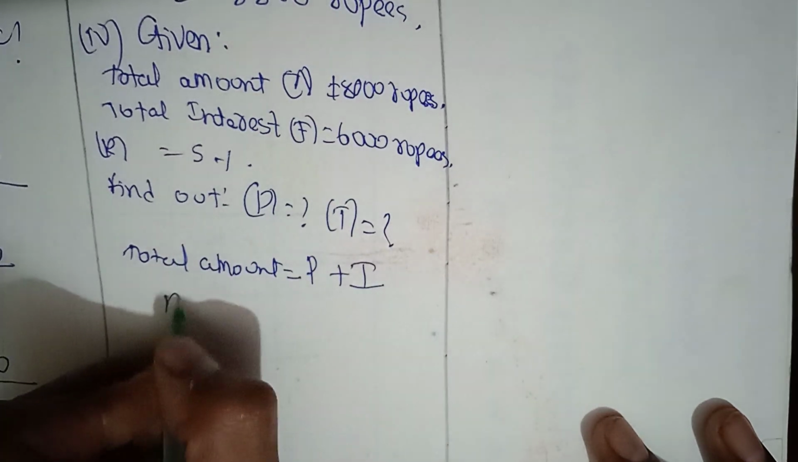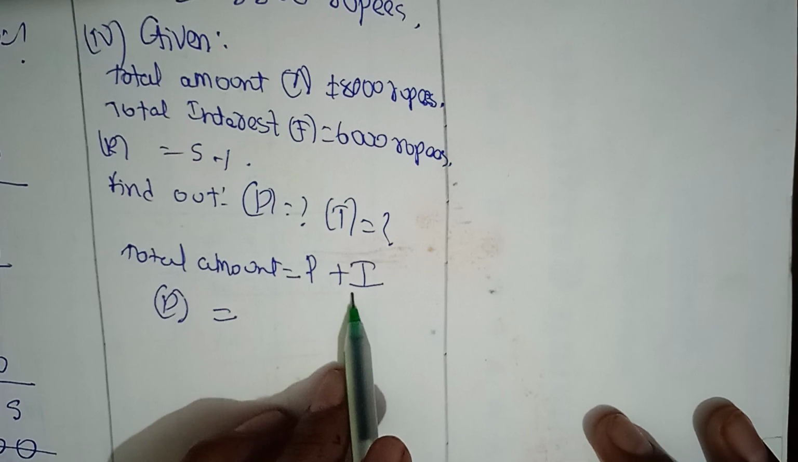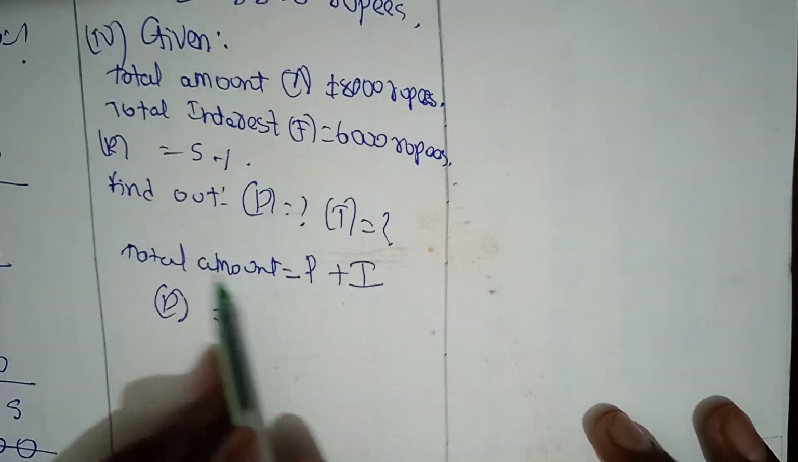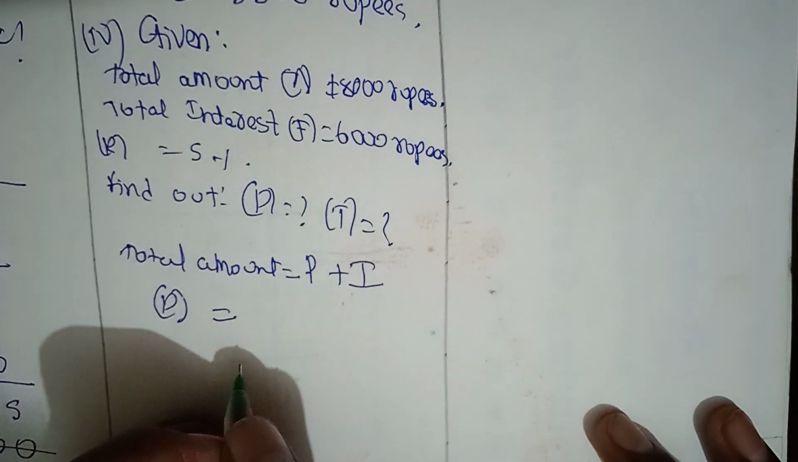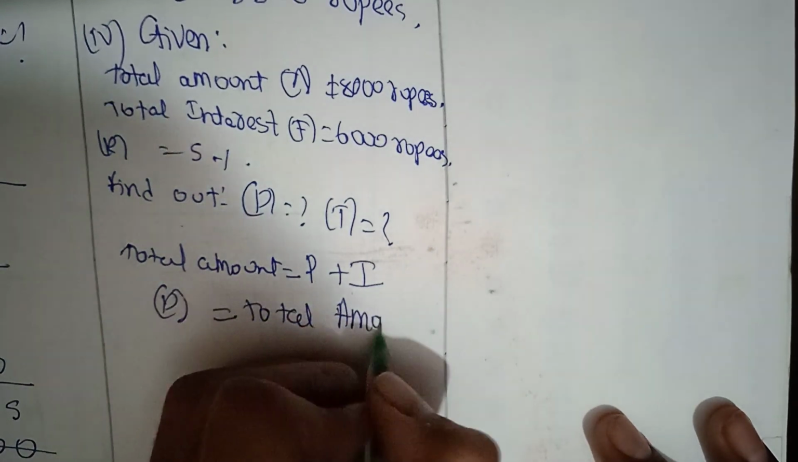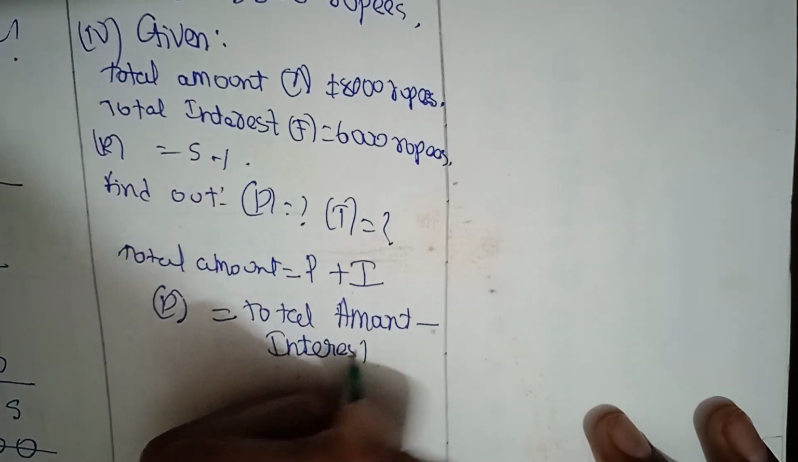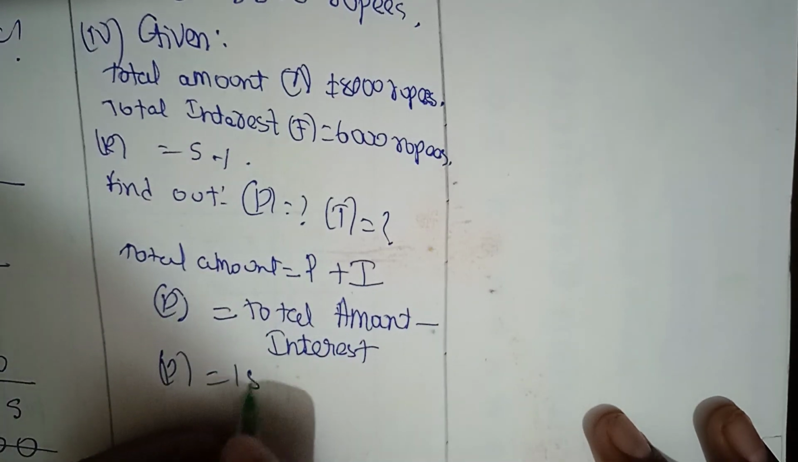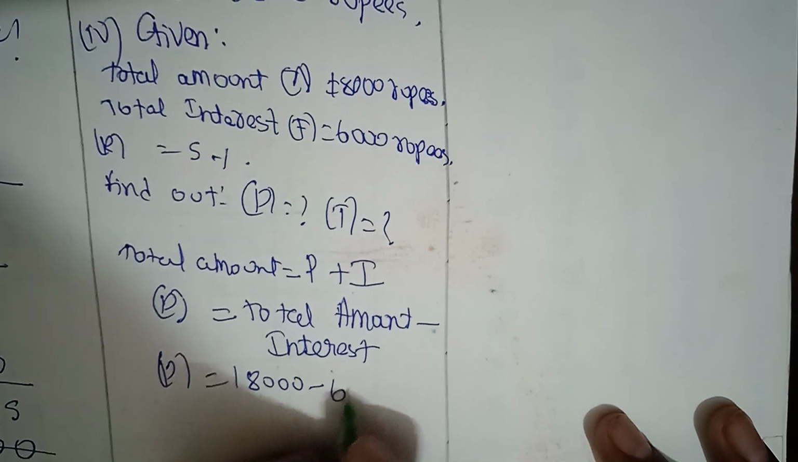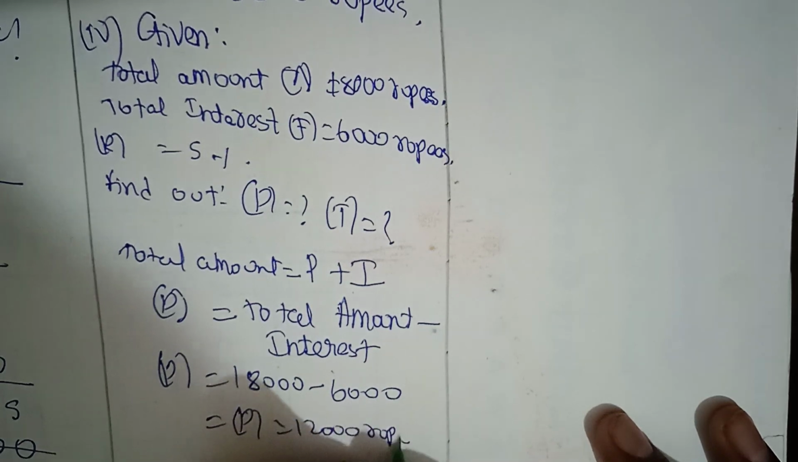So first we will use the formula: total amount is equal to P plus I. So principal is equal to, now we will move P here. So here it is addition. So when total amount comes here, it will be subtracted by interest. So principal is equal to total amount minus interest. Principal is equal to 18,000 minus 6,000, P is equal to 12,000 rupees.